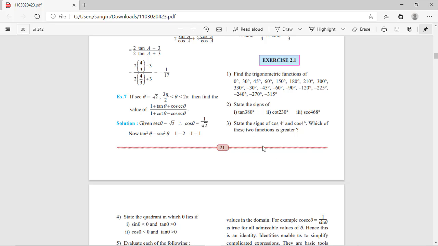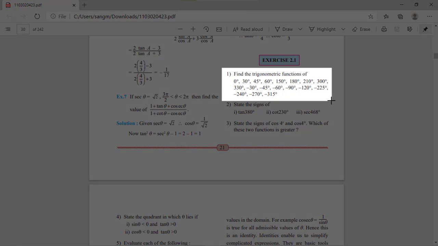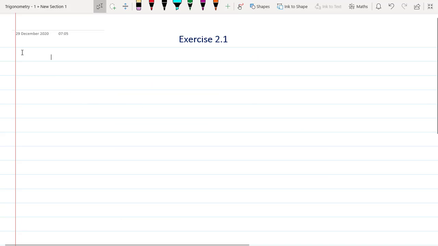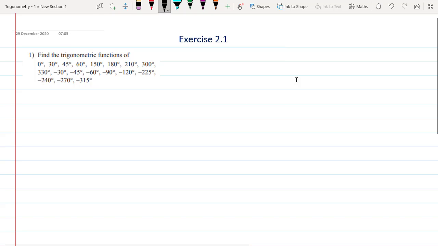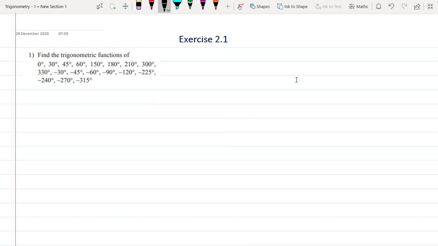Exercise 2.1. So let's take the first question. Find the trigonometric functions. Positive angles, nobody has a problem. Is anyone having a problem with the positive angle? No. Because in all these exercises we have to follow the same formulas.